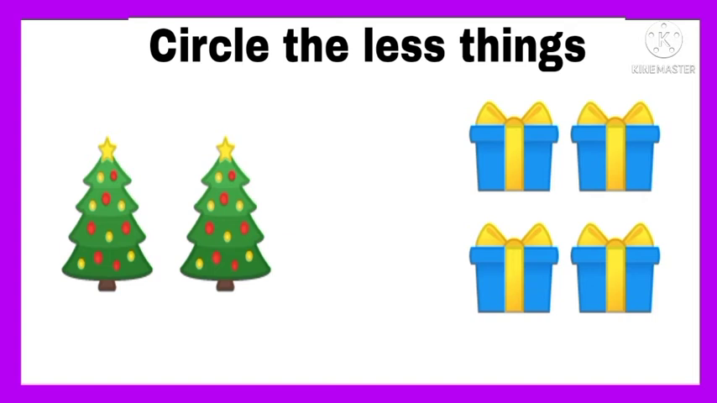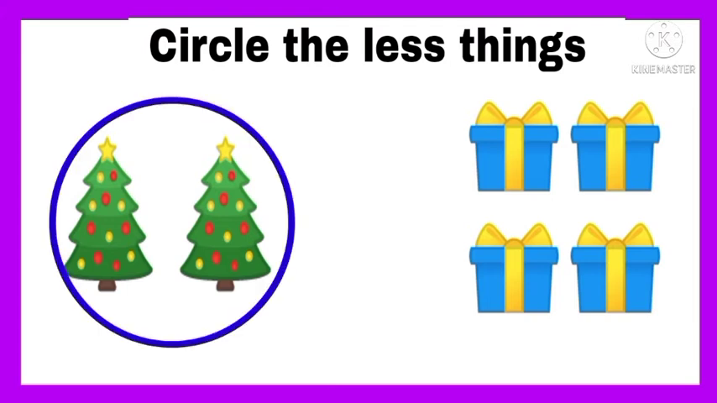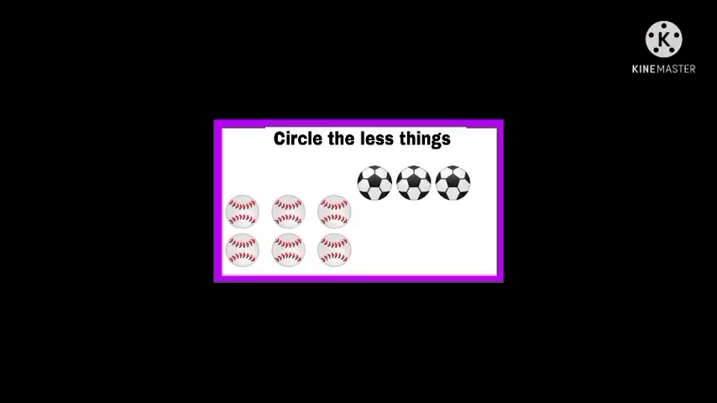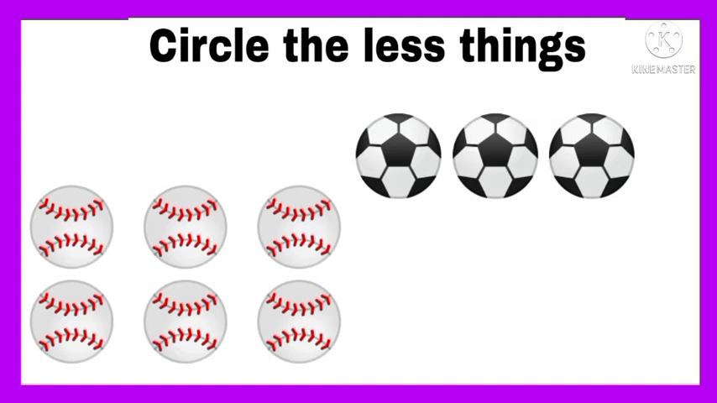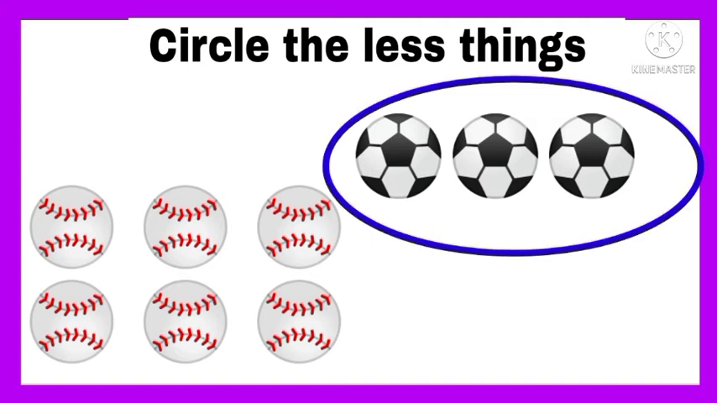There are 4 gifts and 2 Xmas trees. We have to circle the less. The less objects are trees. Which objects are less? Circle them.